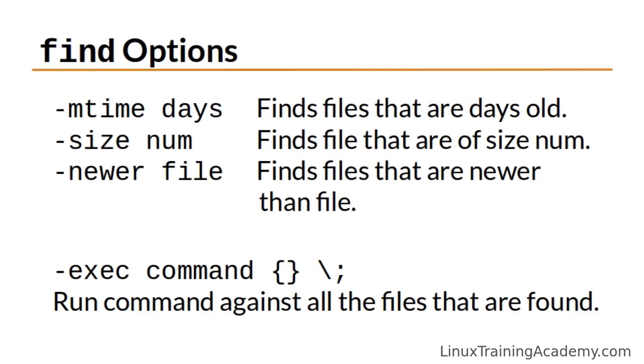If you want to execute a command against all the results that find returns, you can use the -exec option. You then provide the command that you want to run and end the command with an escaped semicolon. The matching curly braces represent the file or directory that was found by find.